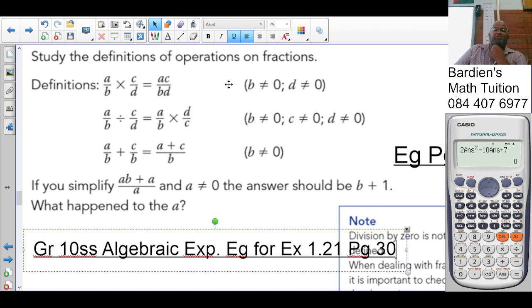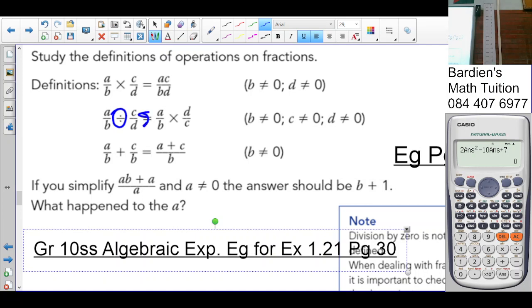Study of definitions of operations of fractions. We know that A over B times C over D, there's no simplification, so it's AC over BD. Why did they tell you that B cannot be equal to 0 and D cannot be equal to 0? Because if the denominator is equal to 0, the sum will be undefined. Remember, whenever they're talking about something that's undefined, it is when the denominator is equal to 0. So A over B divided by C over D, first I must change this to multiplication, and then we will get AD over BC.